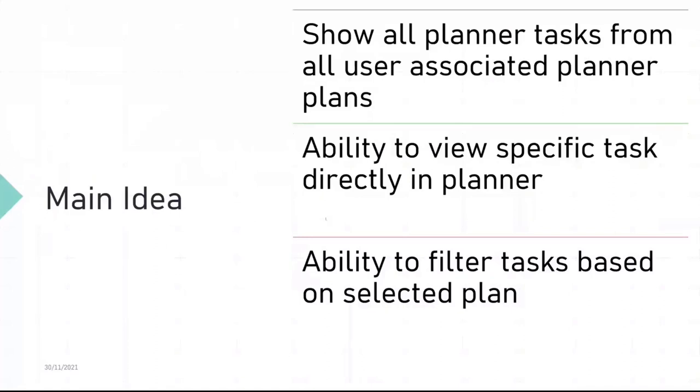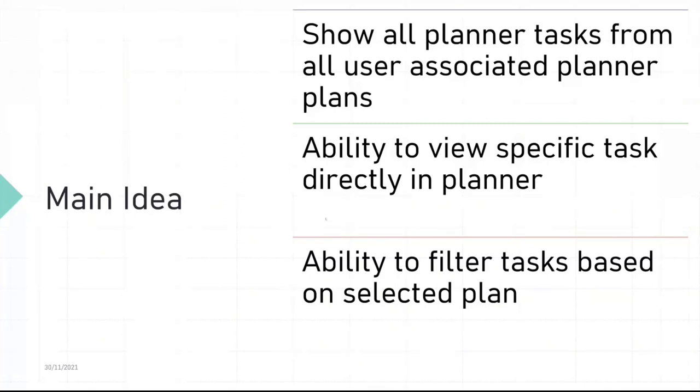The main idea of this demo is to show all the planner tasks from all the planner plans a user is associated with. For example, you could be part of different teams and groups, and so part of different planner plans. You want a consolidated view of all your plans in one place. This is where the idea came from. Also the ability to view a single, specific task and see when it's started, when it's ending, the description, and some other fields if you want to display them. And then the ability to filter tasks based on the selected plans.